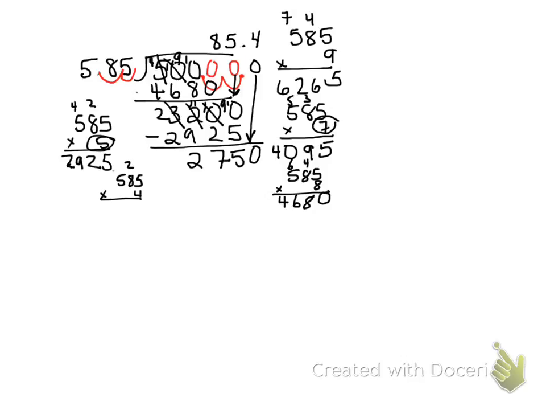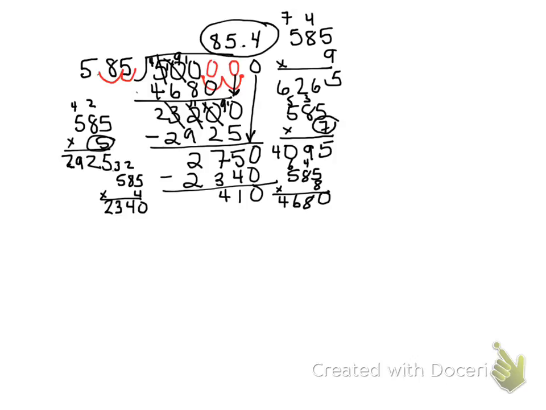4 times 5 is 20. 4 times 8 is 32, plus 2 is 34. 4 times 5 is 20, plus 3 is 23. So this would be 2,340. Then we can do our subtraction. 0 minus 0 is 0. 5 minus 4 is 1. 7 minus 3 is 4. And we're done. Now we need to round this number to the nearest whole number.